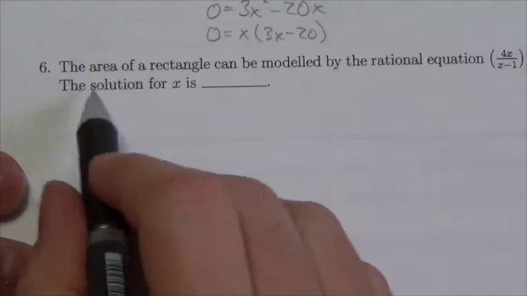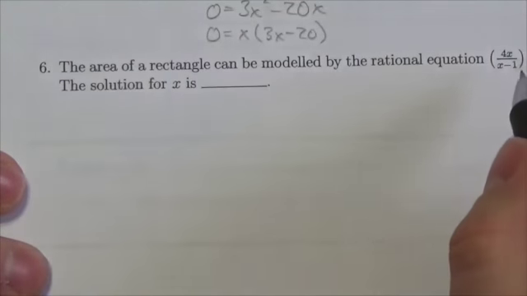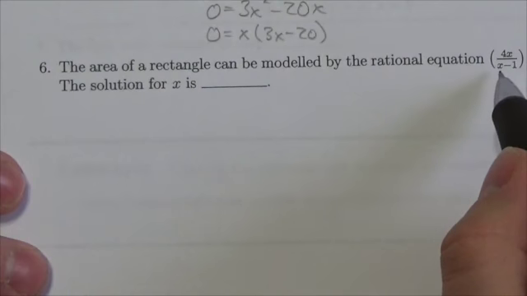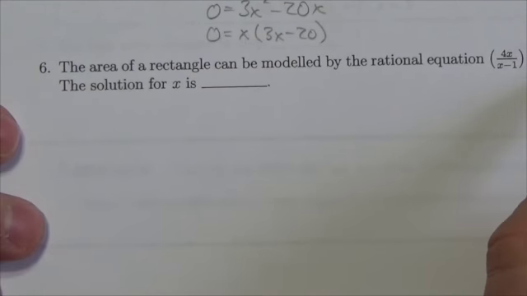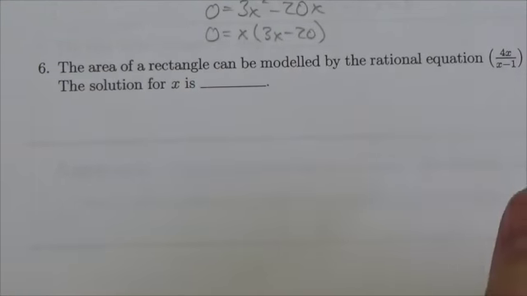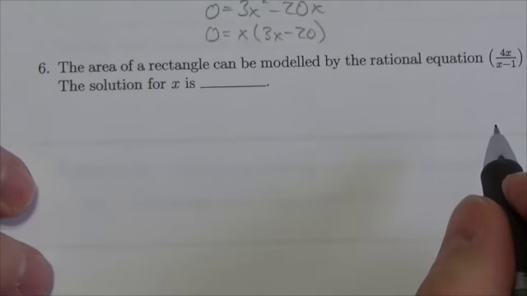So in this question we read that the area of a rectangle can be modeled by the rational equation 4x over x minus 1, times x plus 4 over x plus 1, equals 16, as long as x is greater than 0. So what's the solution for x here?